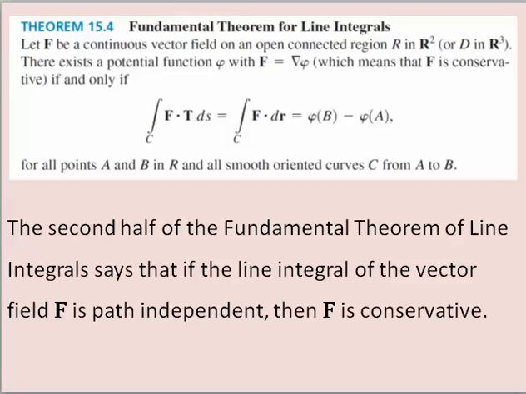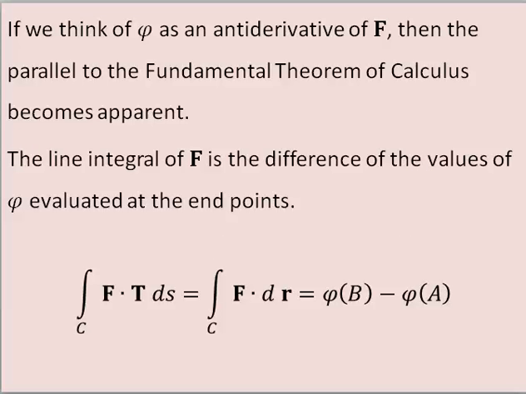The second half of the fundamental theorem of line integrals says that if the line integral of a vector field F is path independent, then that tells us the vector field is conservative. If we think of phi as an antiderivative of the vector field F, then the parallel to the fundamental theorem of calculus becomes apparent. The line integral of F is the difference of the values of phi evaluated at the endpoints.